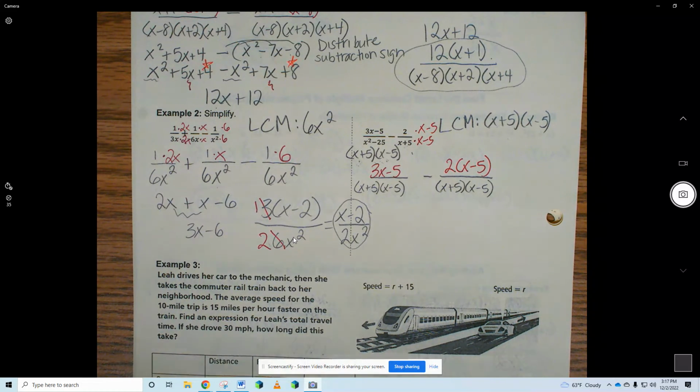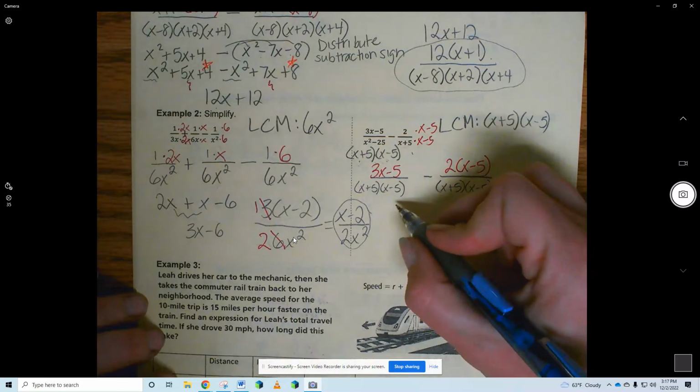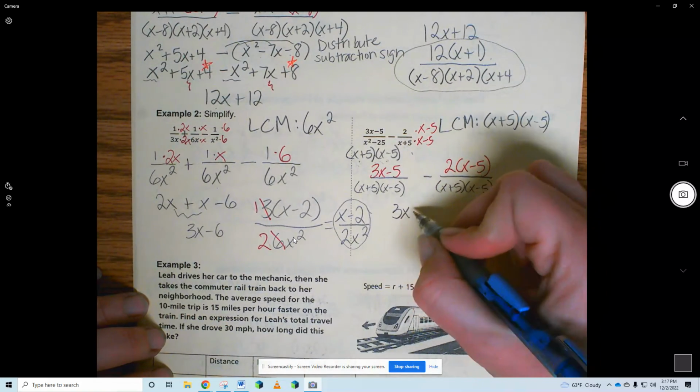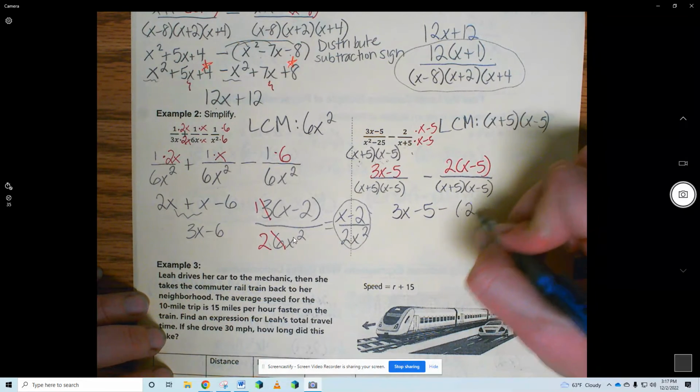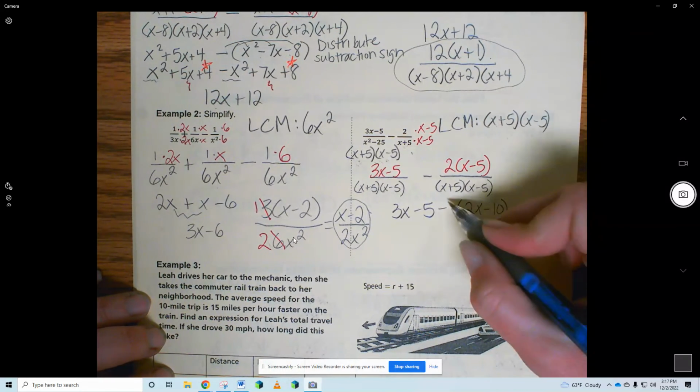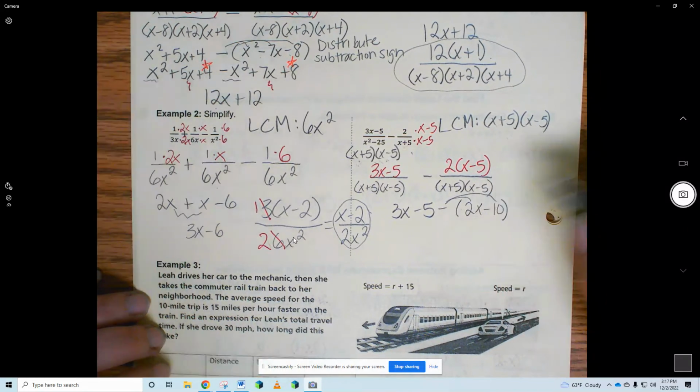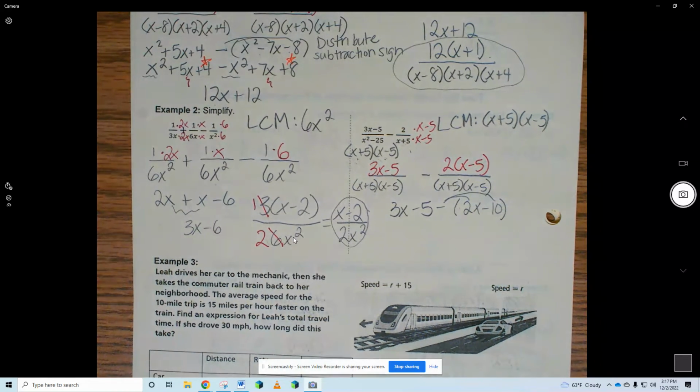Okay. Focus just on the numerator for now. Minus, hold on, 2x minus 10. The subtraction sign needs to be distributed to both. So watch that. That would be the mistake that people make. They forget to distribute the subtraction sign.